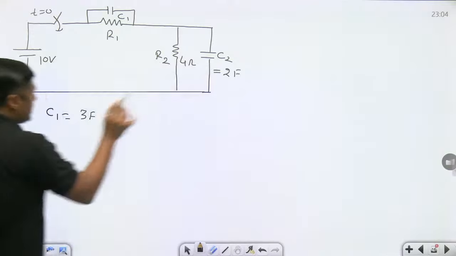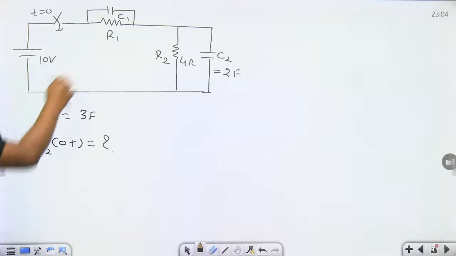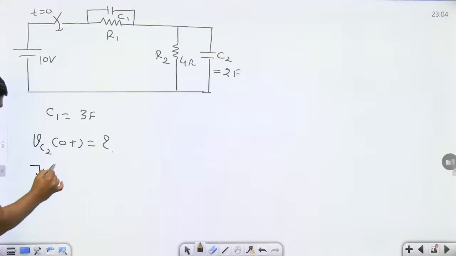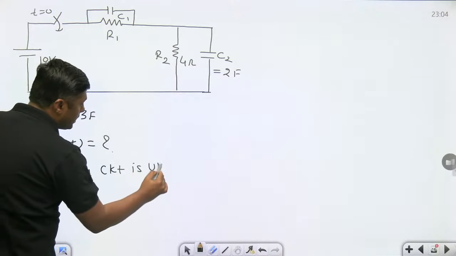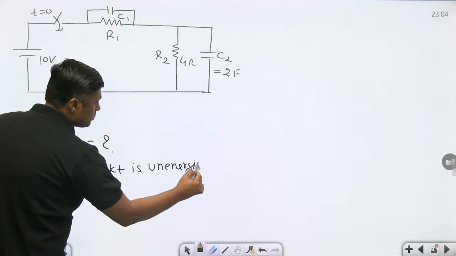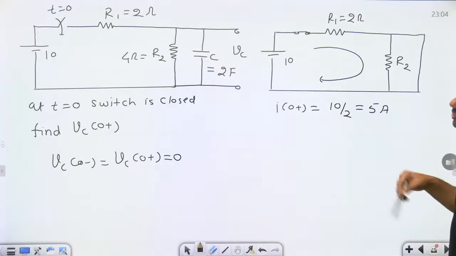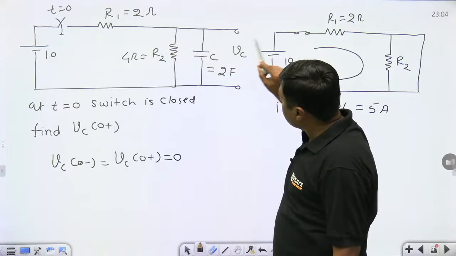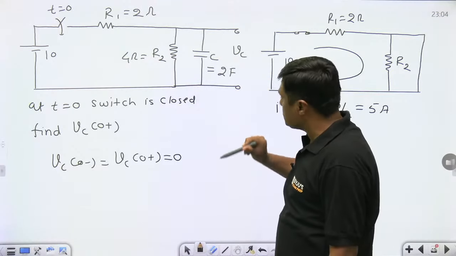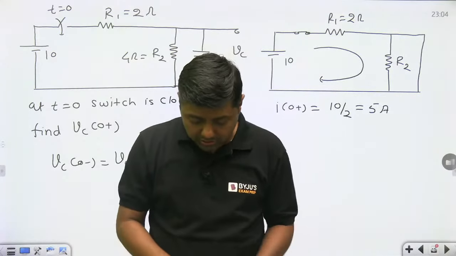Tell me, in this case, what is the initial voltage across VC2? Initially the circuit is unenergized. Now we have two different questions. In the first question, this is R2, we have one capacitor only, and that is R1. We are calculating the voltage across this exactly at t equal to 0 plus. Initially the circuit is unenergized, and that's why the capacitor will not allow the sudden change of voltage. So that is 0 volt.